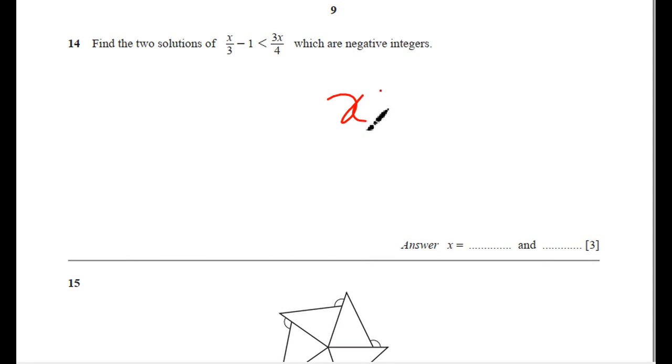x is greater than minus 2 whole 2 by 5, which will give you the same answers, minus 2 and minus 1. That's all for today.